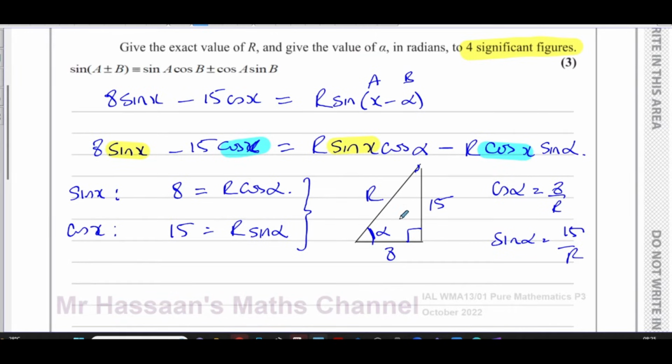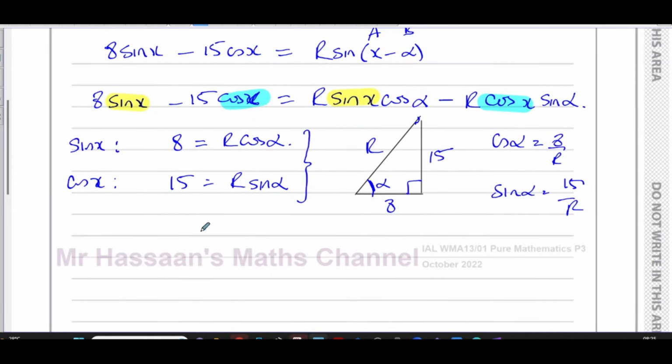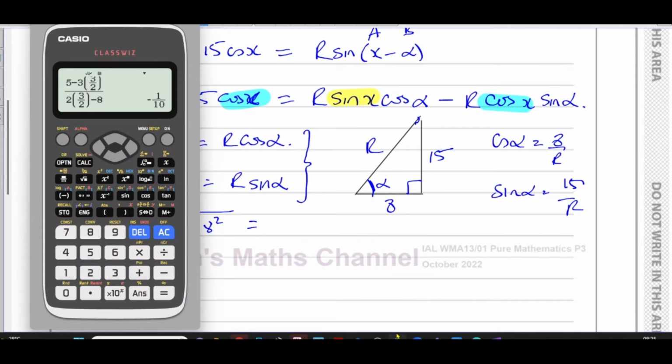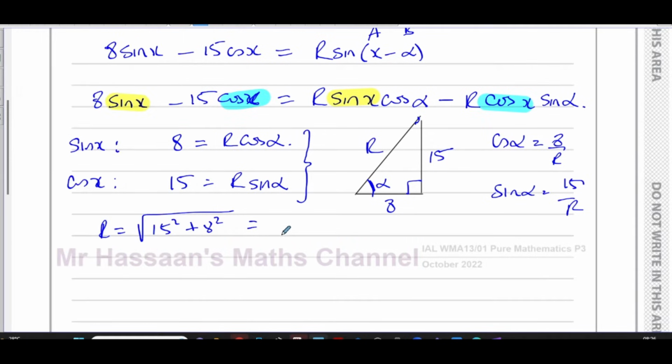So from this, we can calculate r by Pythagoras' theorem. We can say r squared is equal to 15 squared plus 8 squared. So r is equal to the square root of 15 squared plus 8 squared. So we can work out what r is. The square root of 15 squared plus 8 squared gives us 17 exactly.